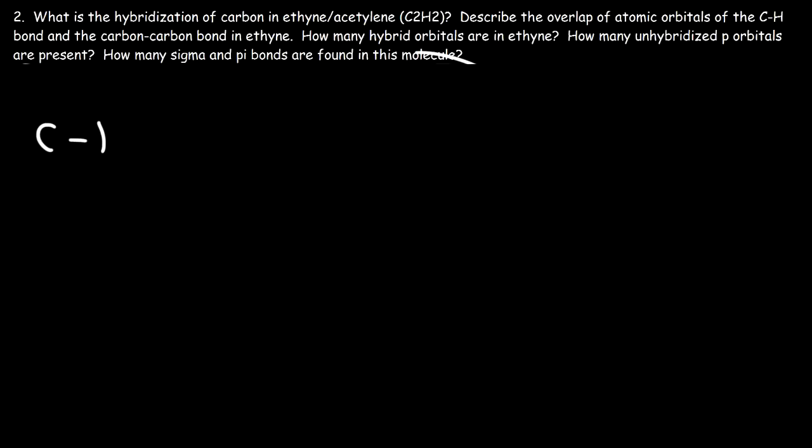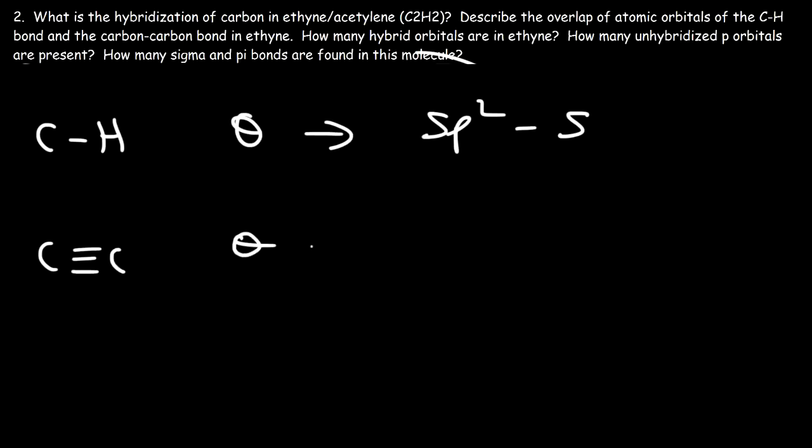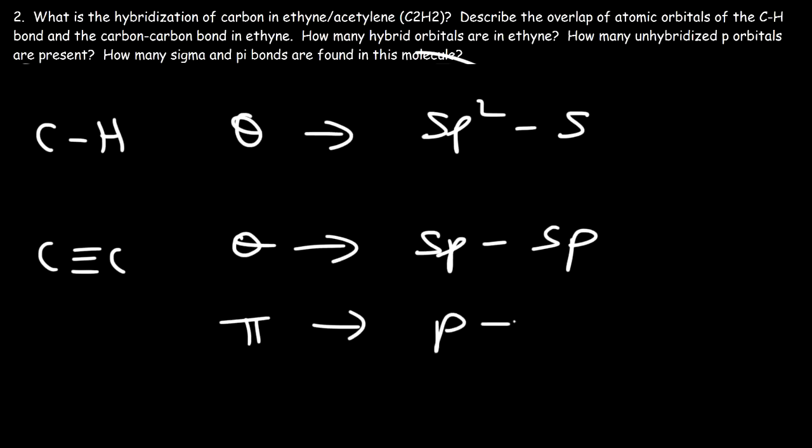So to summarize, for the CH bond, the sigma bond in it is based on the overlap of an sp hybrid orbital and an s orbital. Now for the triple bond, the sigma bond is based on the overlap of 2 sp hybrid orbitals. The pi bond is based on the 2 unhybridized p orbitals, but there's 2 pi bonds. So that indicates that there's a total of 4 unhybridized p orbitals. And that basically answers this question.